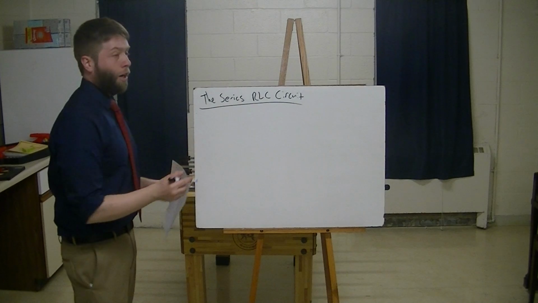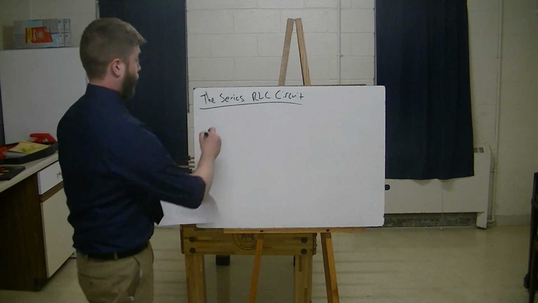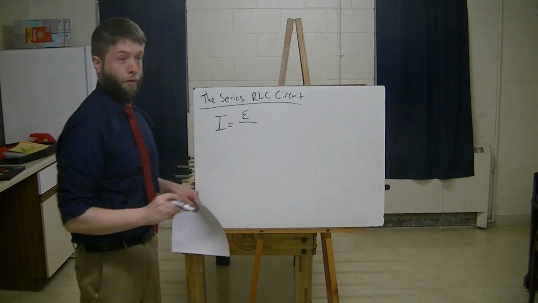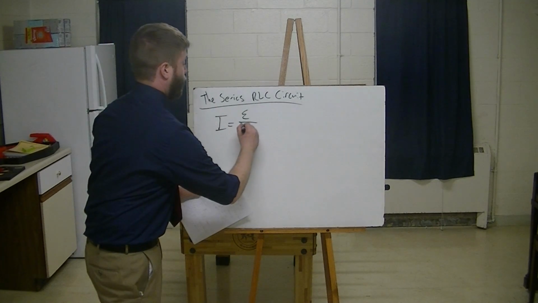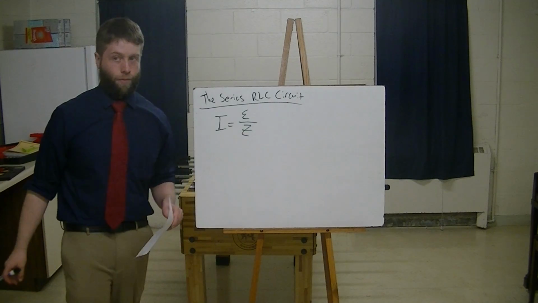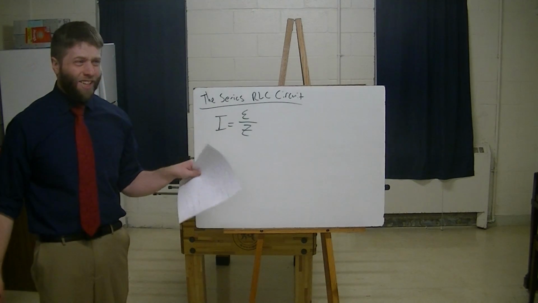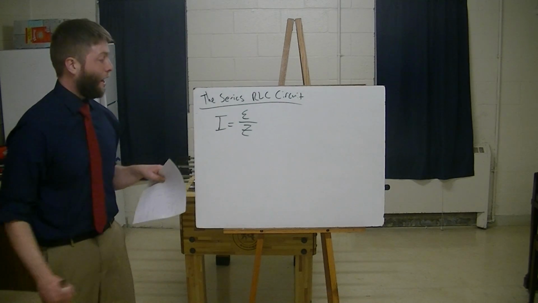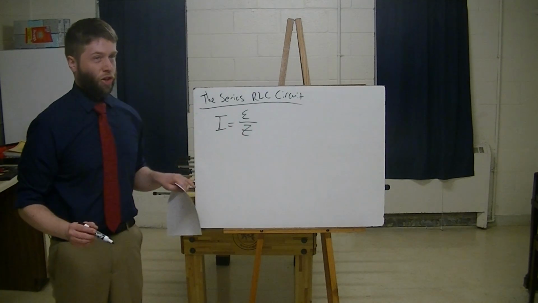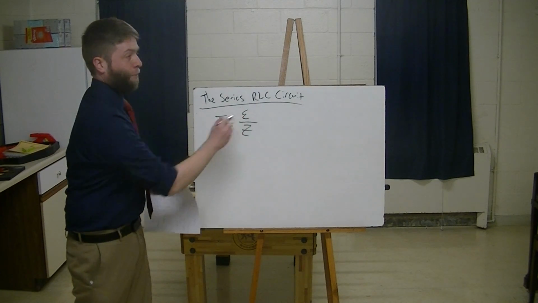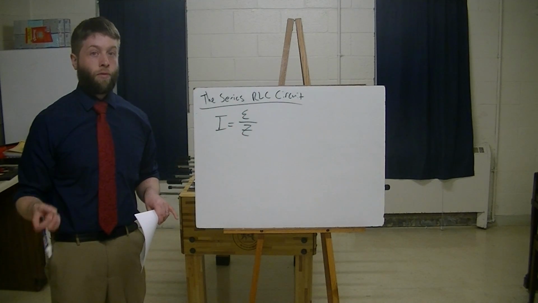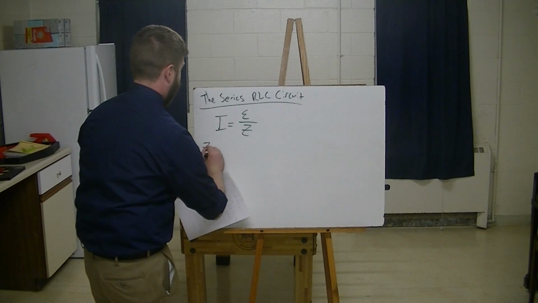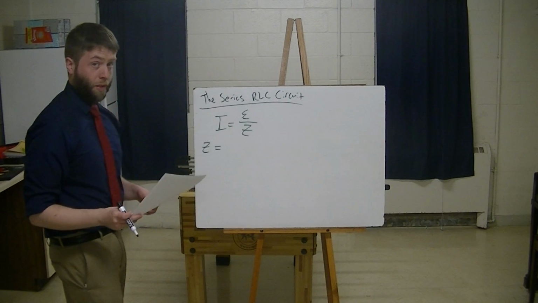So for the RLC circuit, we're going to define the current as equal to the voltage of our AC current divided by this new term Z. Notice this kind of looks like V is equal to I times R. It looks like Ohm's law, but it's not exactly, because we've got this Z term down here. This E up here is our EMF that's standing in for the voltage of the AC circuit. This new term Z is defined as the impedance.